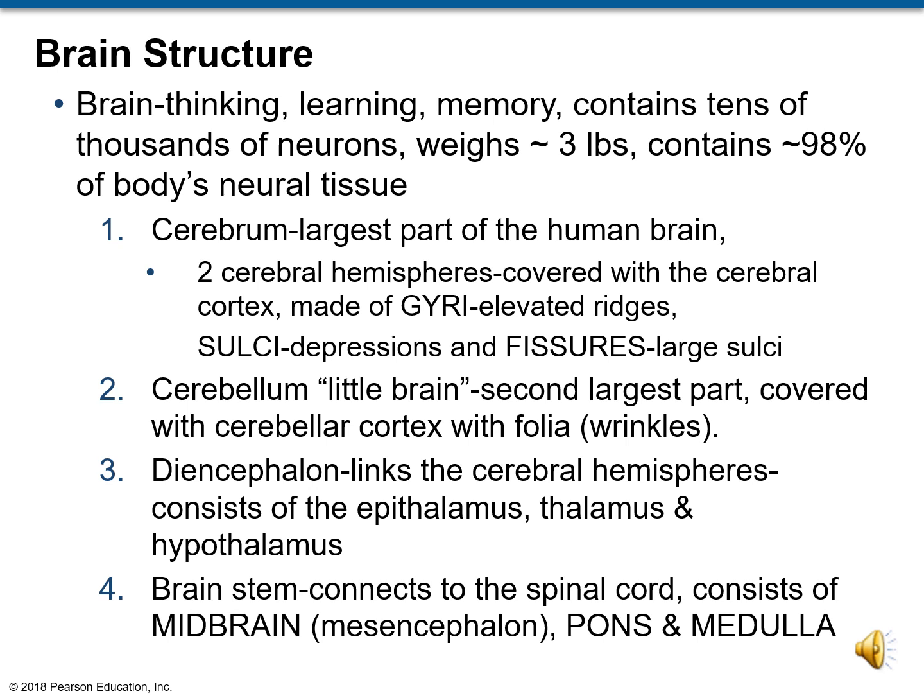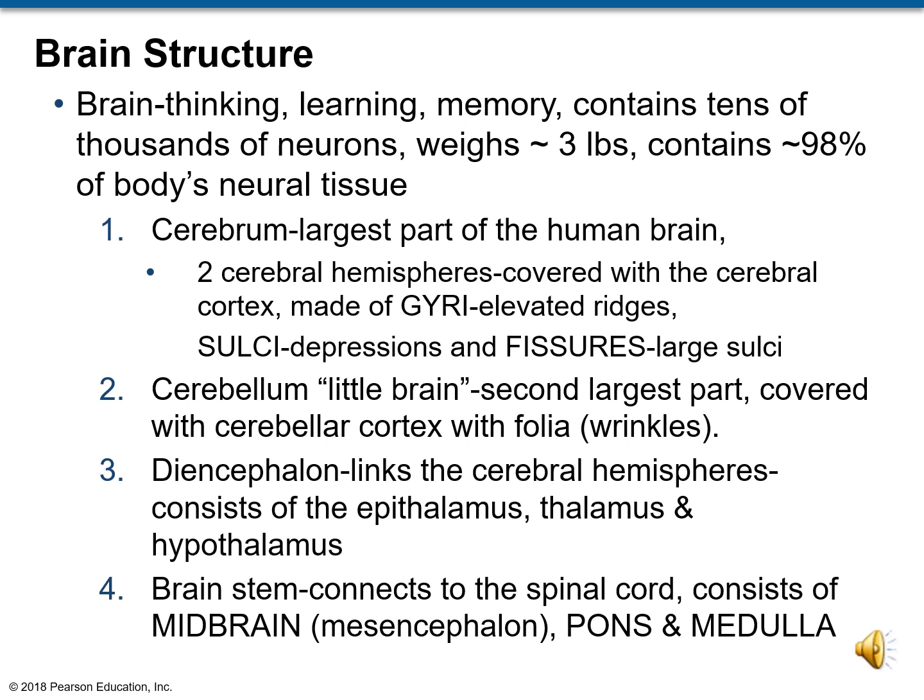The second part of the brain is the cerebellum. This is also known as the little brain. This is the second largest part. It is towards the posterior of the brain, below the cerebrum, and it is covered with a cerebellar cortex. And this cortex has folia, which look like wrinkles.